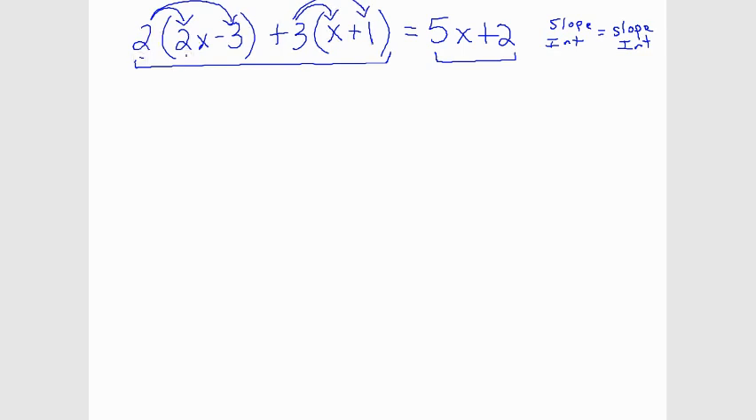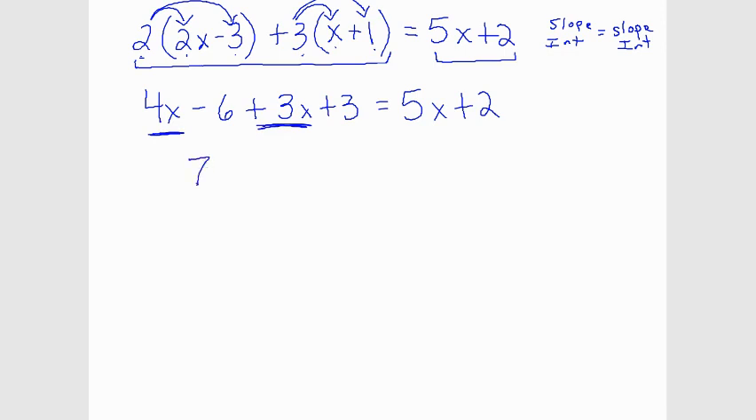So I got 2 times 2 is 4x. 2 times 3 is 6, so that's minus 6. Plus 3 times x is 3x. 3 times 1 is plus 3. All right, great. We've dropped the parentheses. We just need to combine like terms now. So I've got 4x plus 3x. That'll give me 7x. And then I've got the negative 6 plus 3. That gives me negative 3. And this is what I mean when I say slope-intercept form equal to slope-intercept form. Now it's a much more simple thing to look at.